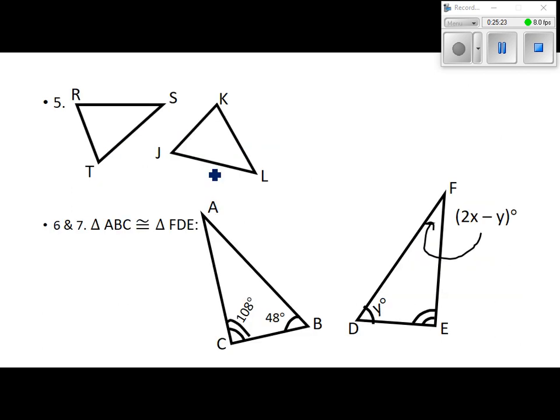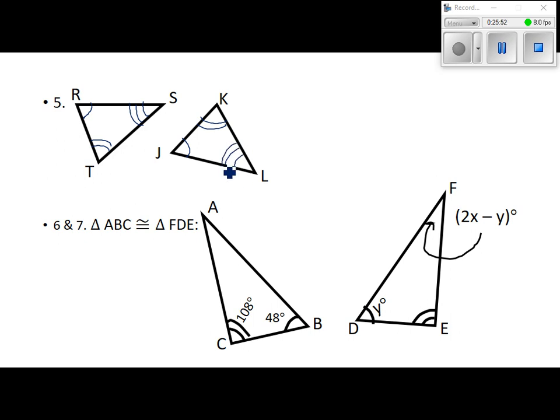Number 5, they give us these markings. This angle has 2 arcs in it. This one has 2 arcs in it. This one, R, has 1 arc in it. J has 1 arc in it. And S has 3 marks in it. And L has 3 marks in it.